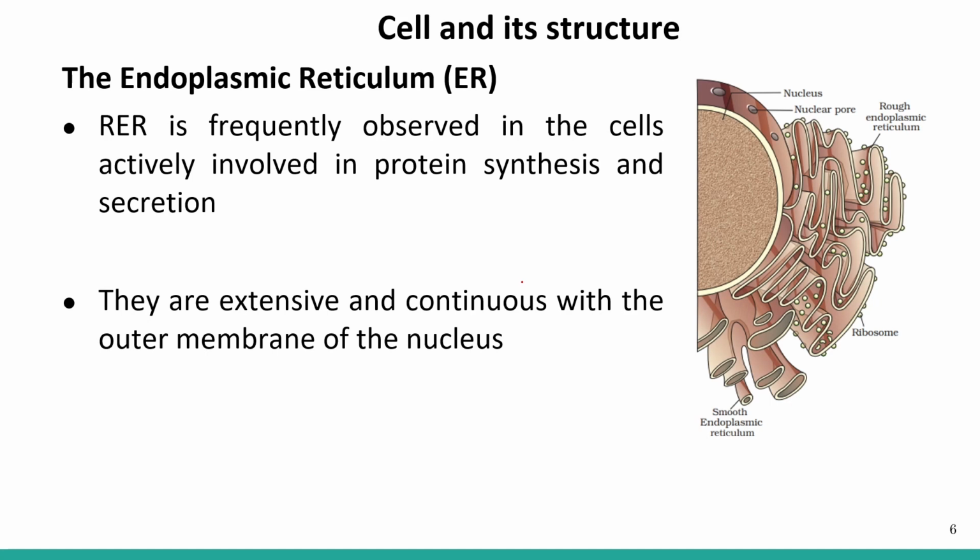RER is frequently observed in cells that are actively involved in protein synthesis and secretion. Here you can see the structure of RER, rough endoplasmic reticulum. All these small ribosomes are attached to the surface of the endoplasmic reticulum. They are extensive and continuous with the outer membrane of the nucleus. Here you can see they are attached to the outer surface of the nuclear membrane, that is the nucleus, and they form a tubular network all over the cytoplasm, with ribosomes attached to its surface, forming the rough endoplasmic reticulum.